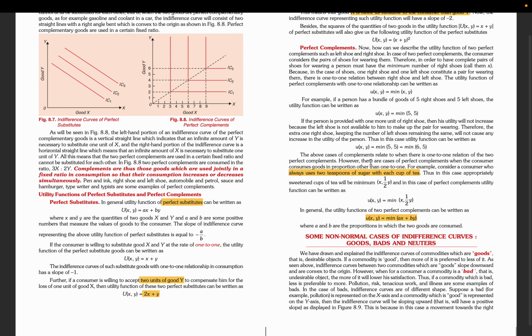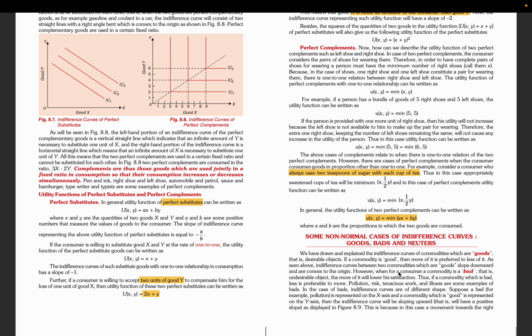Let's get into some non-normal cases of indifference curves, which is goods, bads, and neutrals. We have drawn and explained the ICs of commodities which are goods, that is desirable objects. If a commodity is a good, then more of it is preferred to less. As seen above, ICs between two commodities which are goods slope downwards and are convex to the origin.